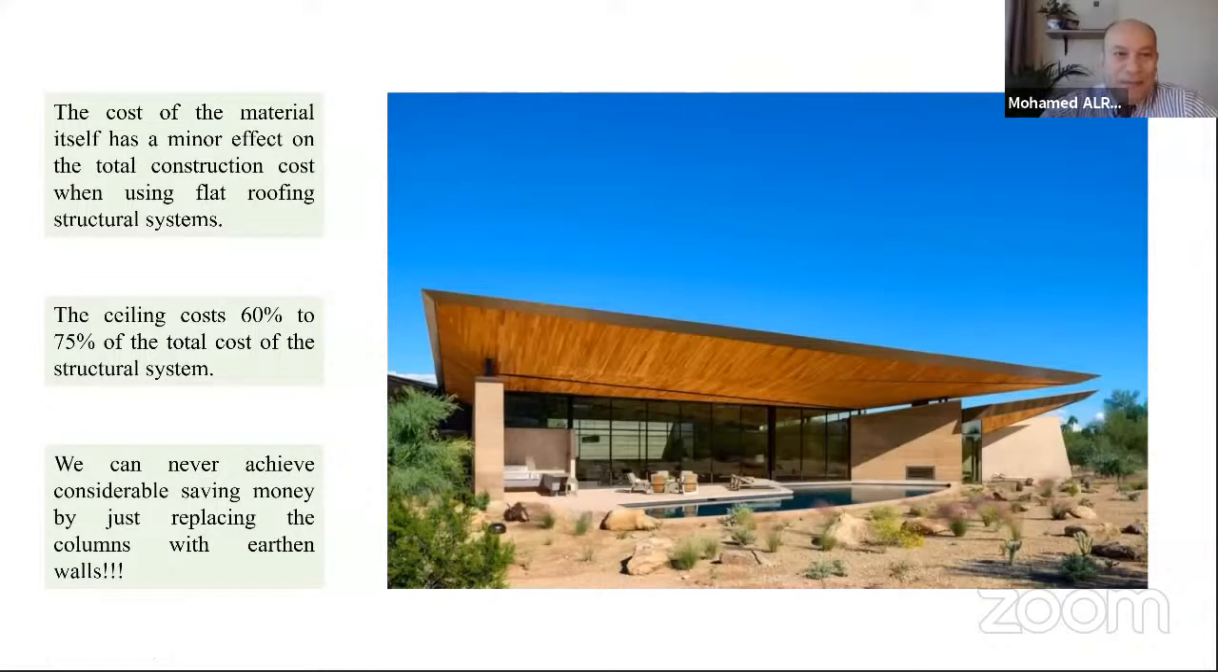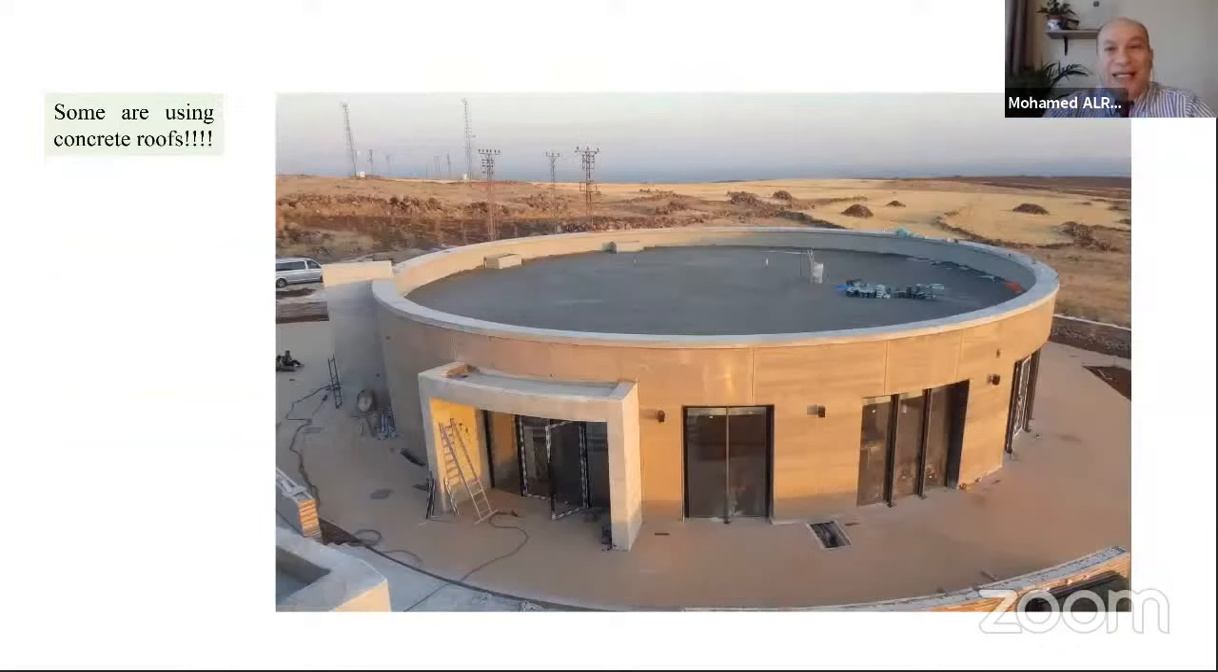And you will never achieve a considerable decrease, or a good saving in the total cost, by just replacing the wall material. And then you say, okay, I built an economical, efficient building. And I really wonder when I see some buildings using reinforced concrete roofs over the earthen walls, and that's it.